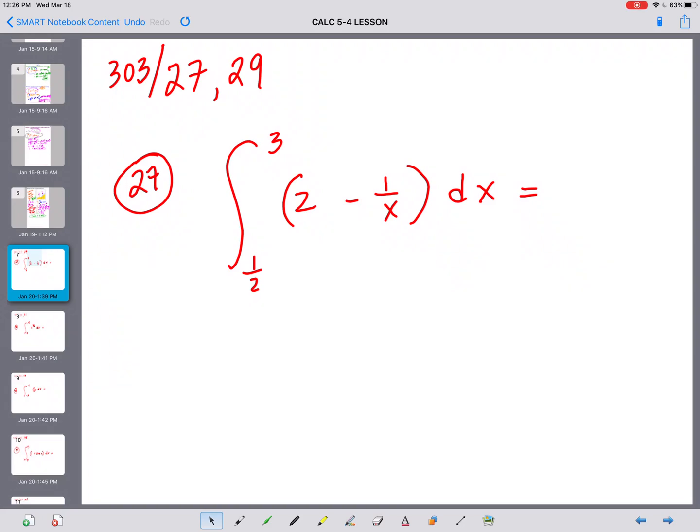This is going over homework, page 303, problems 27, 29, 30, 31, and 32.